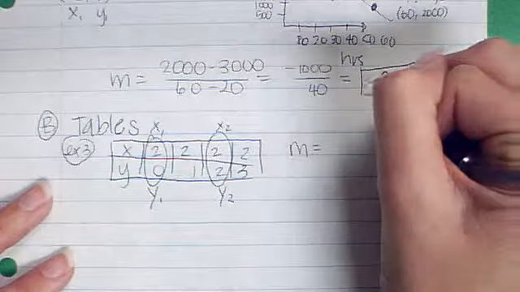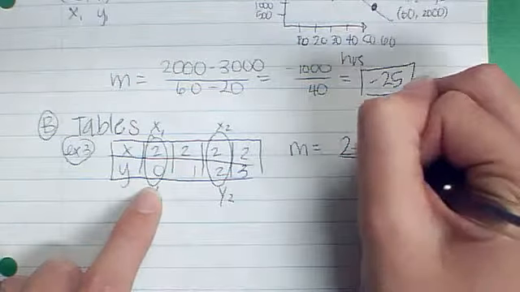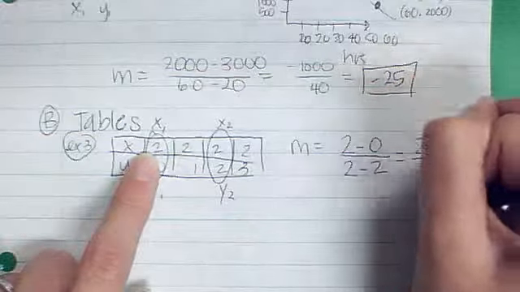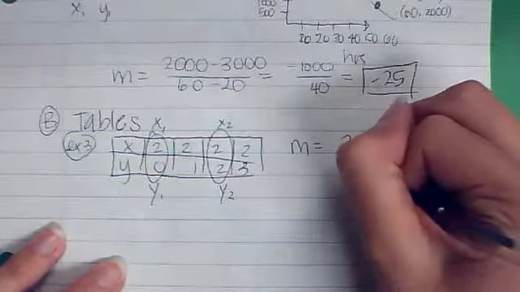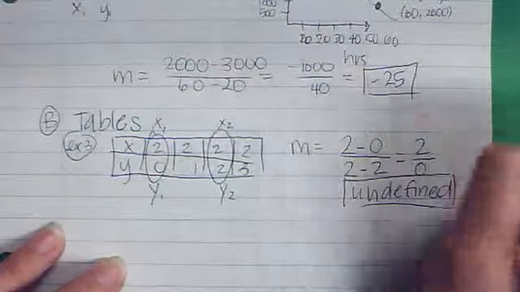These are still pairs, x1, y1, x2, y2. And now I'm going to plug it into the formula. So I'm going to do 2 minus 0, because those are my y's, over 2 minus 2. 2 minus 0 is 2, over 2 minus 2 is 0. Anytime we have 0 on the bottom, we know that that is undefined. So the slope of this line is undefined.